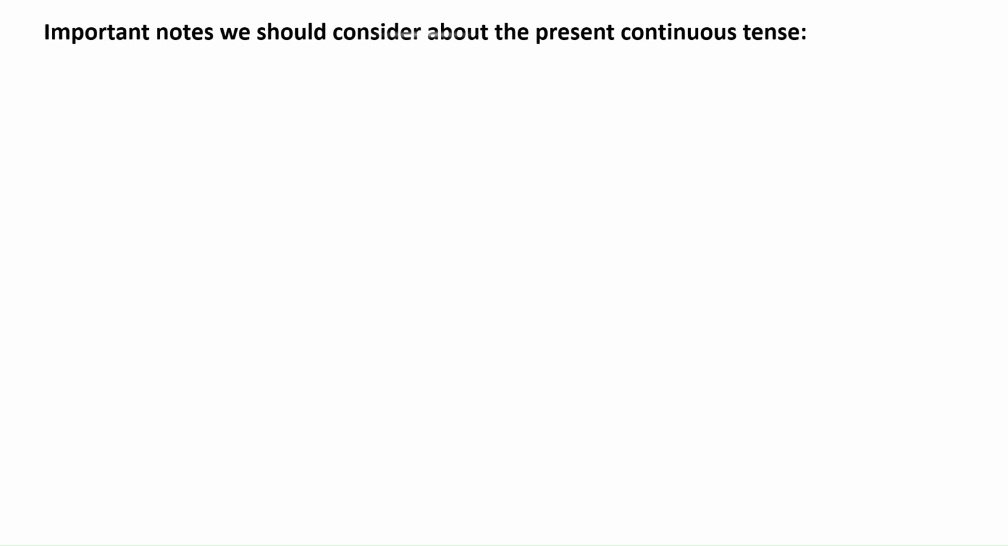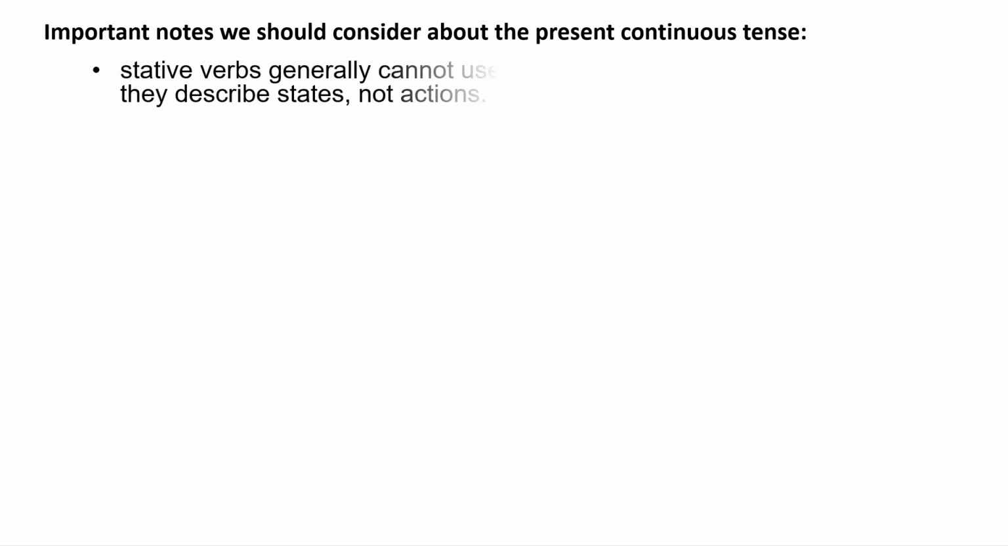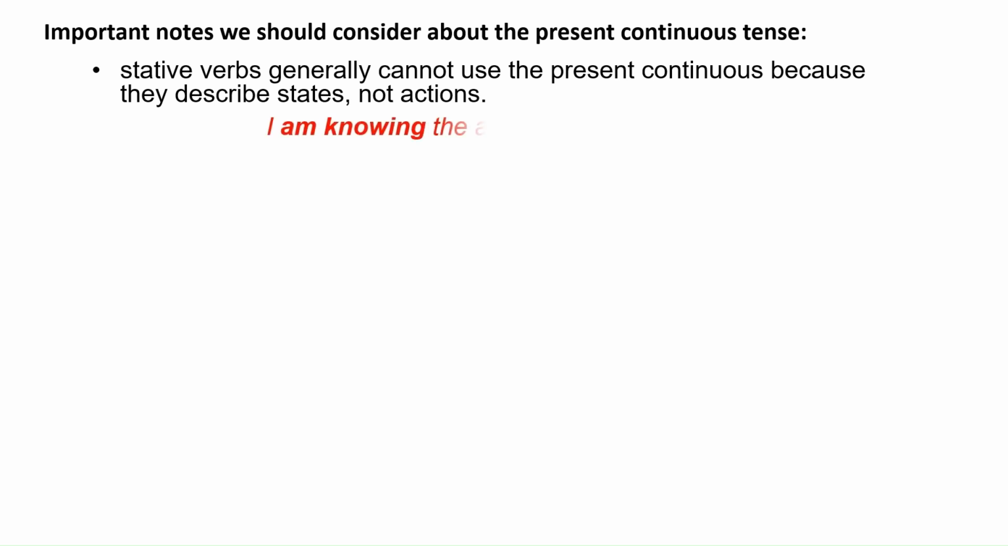There are some notes we should consider about the present continuous tense. Number one, stative verbs cannot use the present continuous tense because they describe states, not actions. For example, it's wrong to say I'm knowing the answer. Instead, we say I know the answer.